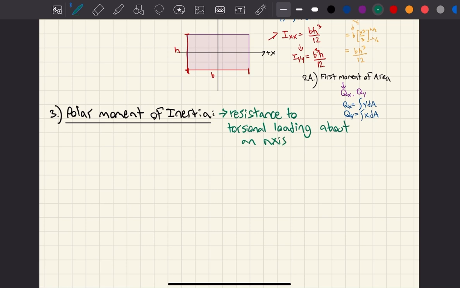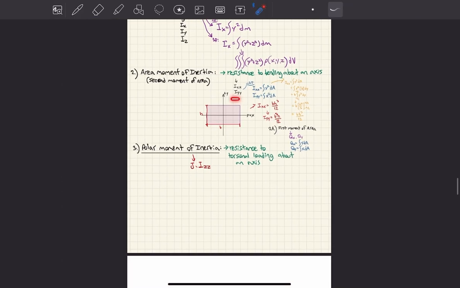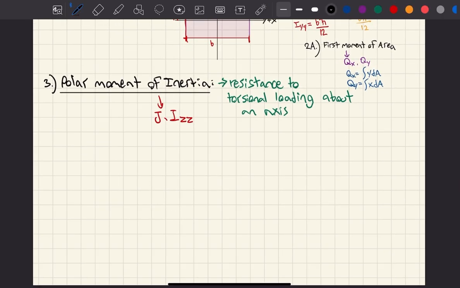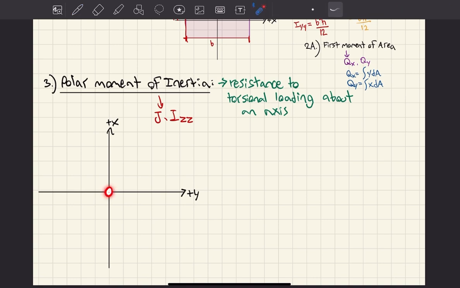Okay, it's typically represented by J, but it's also represented by IZZ. Remember when I said that we're going to get back to IZZ later? Well, this is what I was talking about. So if we draw a coordinate system, I think the best way to explain this is via a coordinate system. This is your plus y, this is your plus x, and please remember your z is coming out at you, or going into the page, right?